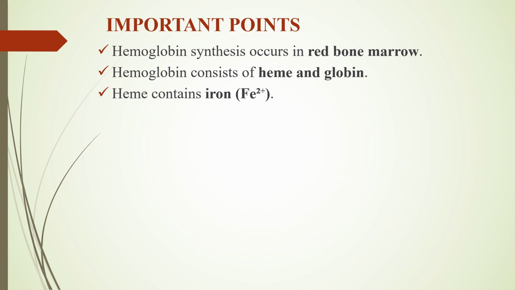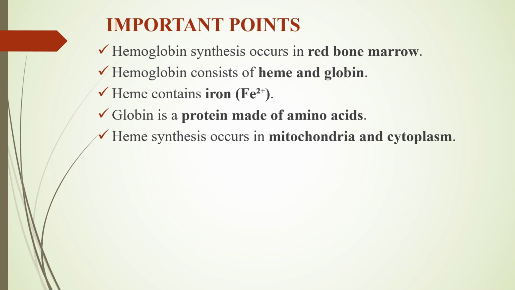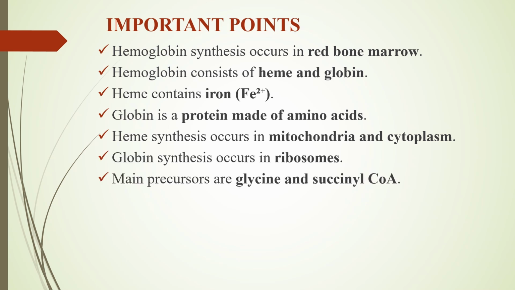Then heme contains iron mainly in the ferrous form, Fe2 positive. Globin is a protein made up of amino acids, and heme synthesis occurs in the mitochondria and the cytoplasm. So its formation occurs in both. In this, a total of 8 steps, 8 enzymes are used, of which 4 enzymes function in the mitochondria and 4 enzymes are functional in the cytoplasm. Then globin synthesis occurs in the ribosomes.